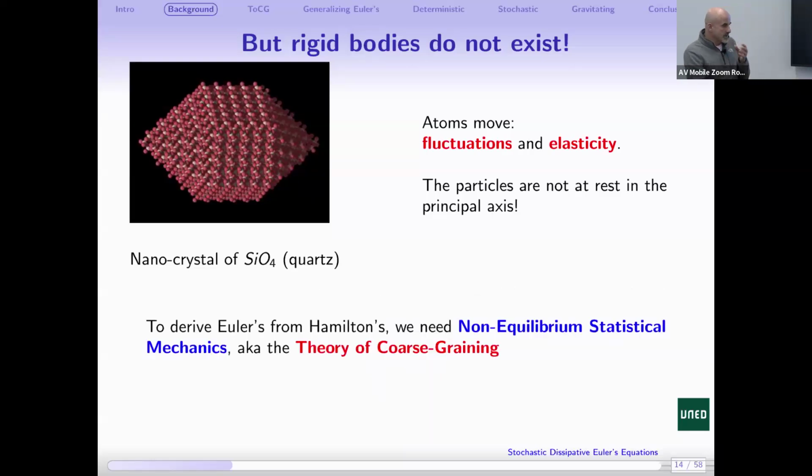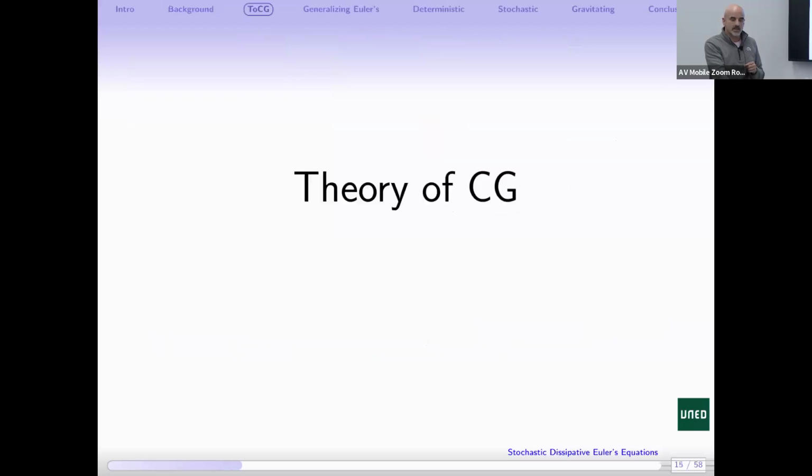So this was one of my motivations to start with this problem, to look at how you can obtain Euler's equation from Hamilton's equations on the motion of the particles. How do you get the motion of the body? And to do that, you need non-equilibrium statistical mechanics, which is also known as the theory of coarse-graining. So I'm going to spend the next slides explaining a bit what the theory of coarse-graining is.